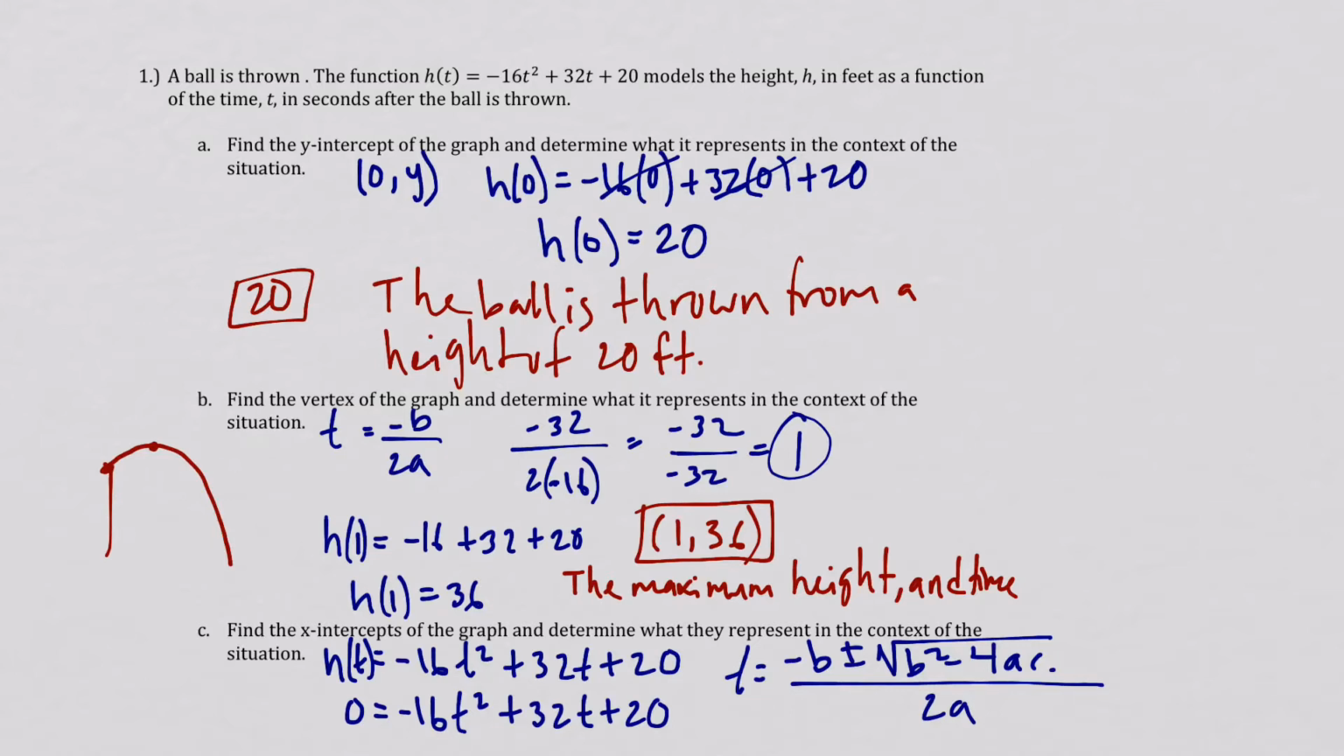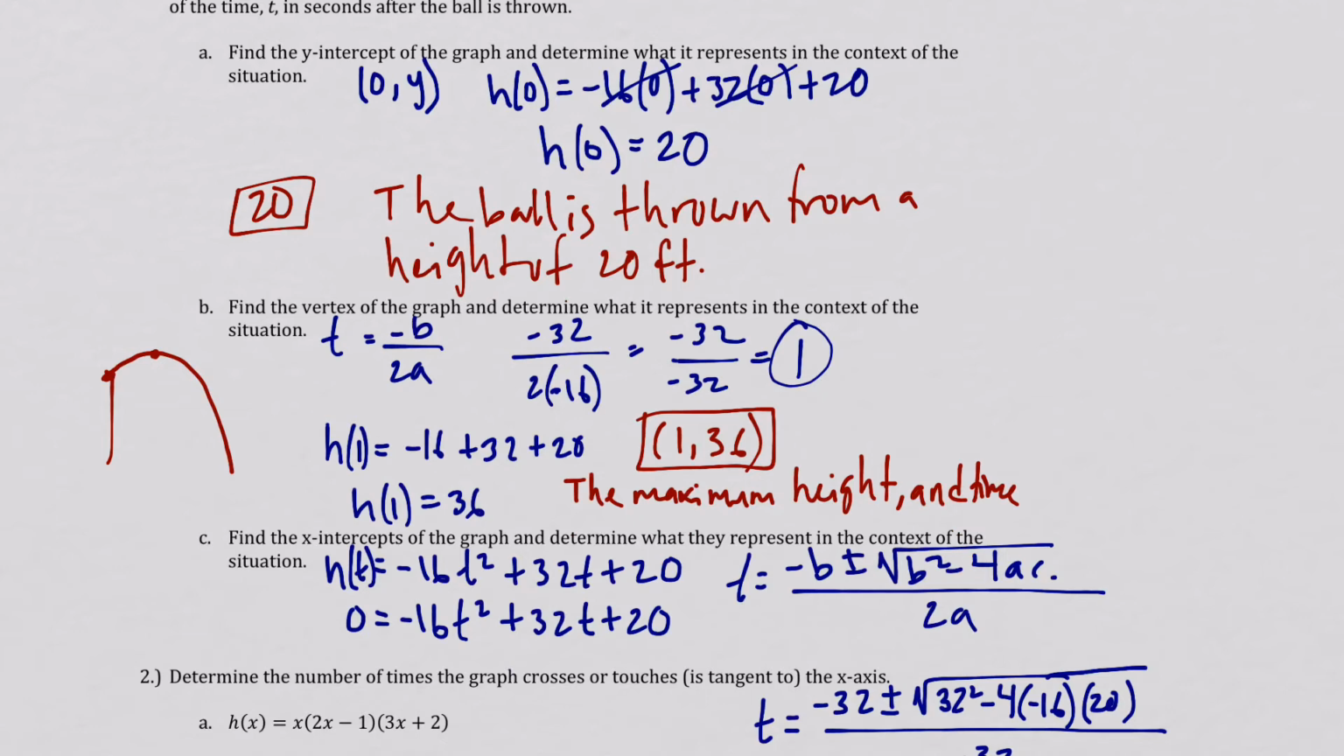So the x-intercept means when does the ball hit the ground, right? X-intercepts, or when does it cross the x-axis. Other terms we use are zeros or roots or solutions. So what I already did is set it equal to 0, and then I'm going to plug it all into the quadratic formula.